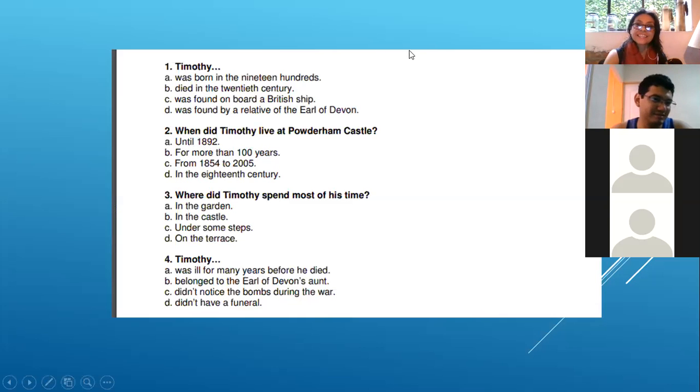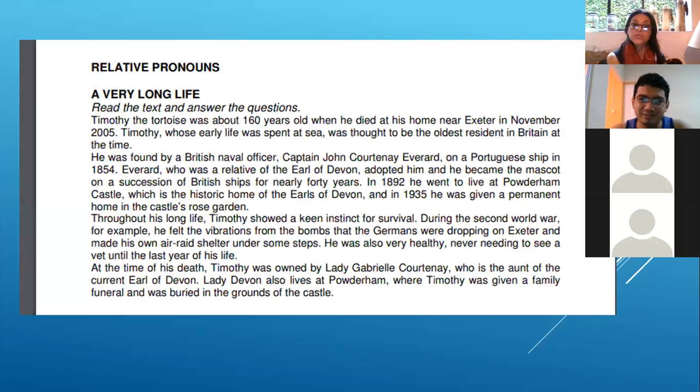All right, so, well, the idea is here, right? Now, what I want you guys to see is that here they are using relative clauses, non-defining or defining. For example, here, Everard, who was a relative of the Earl of Devon, this is one. This is a non-defining relative clause going on here, all right? Or this one here, who is Lady Gabrielle, who is the aunt of the current Earl of Devon, is another one. So here we have many relative clauses using different relative pronouns. My point here is not only to practice the reading, but also for you to see that these relative pronouns or relative clauses do happen in real life, all right? And they are very important for you to know what they are and how you make them, all right?